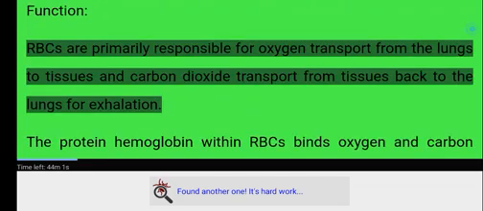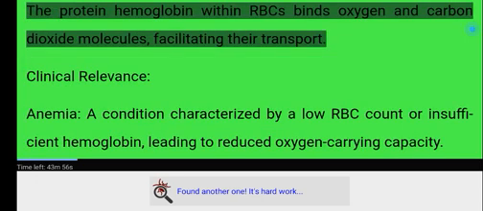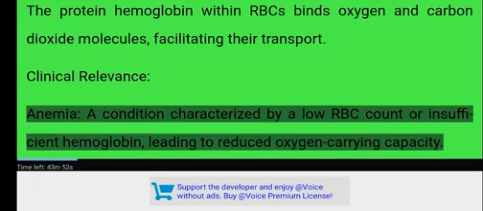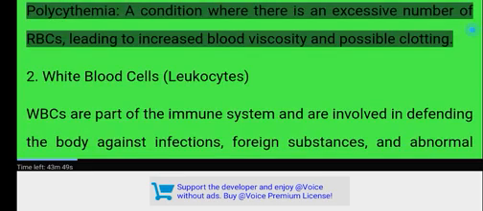Function. RBCs are primarily responsible for oxygen transport from the lungs to tissues and carbon dioxide transport from tissues back to the lungs for exhalation. The protein hemoglobin within RBCs binds oxygen and carbon dioxide molecules, facilitating their transport. Clinical relevance. Anemia, a condition characterized by low RBC count or insufficient hemoglobin, leading to reduced oxygen carrying capacity. Polycythemia, a condition where there is an excessive number of RBCs, leading to increased blood viscosity and possible clotting.